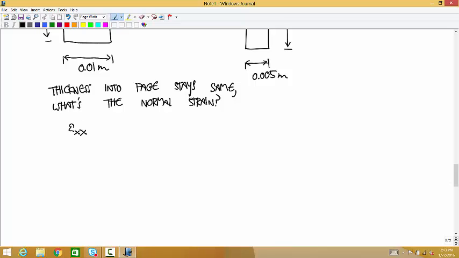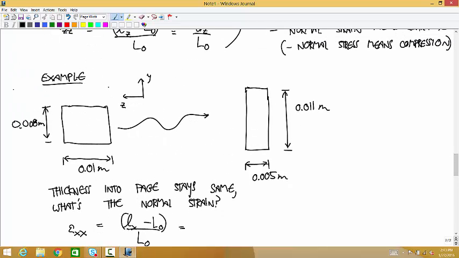Strain XX is L_x minus L sub 0 divided by L sub 0. And I did this funny coordinate system. So this example is designed to make you think about what direction these contractions and this stretching is happening for.